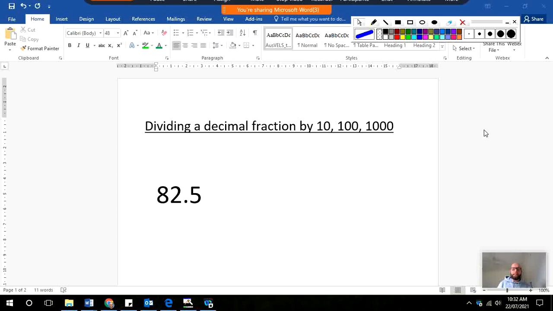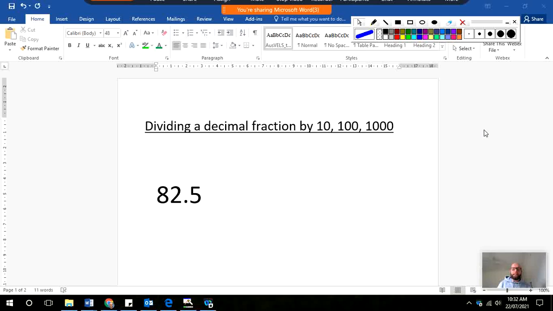So we looked at yesterday when you multiply a decimal fraction by 10, 100 or 1,000, the number gets bigger. So 8, for example, times 10, or 8 tens would be 80, a lot bigger. 84 times 10, 840, a lot bigger.